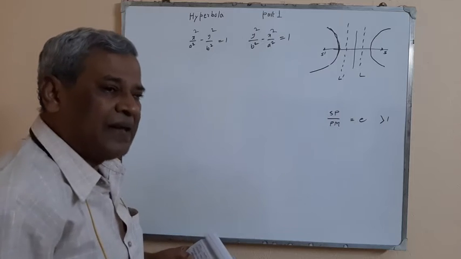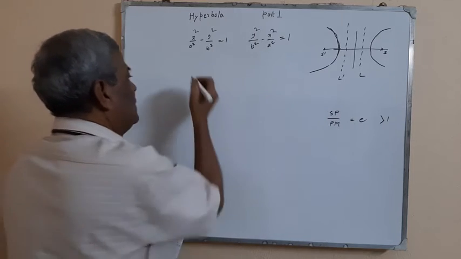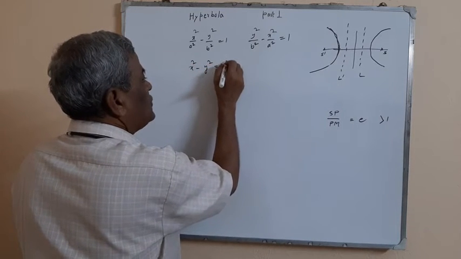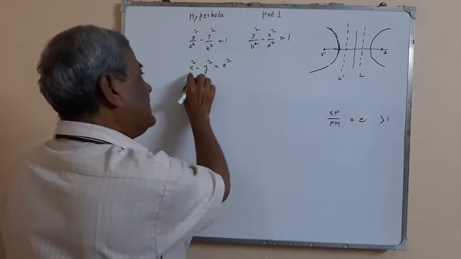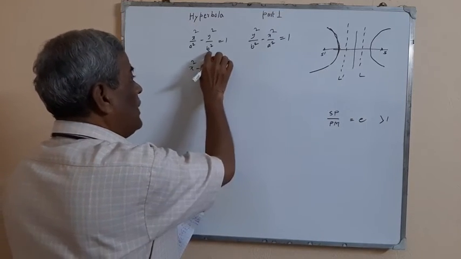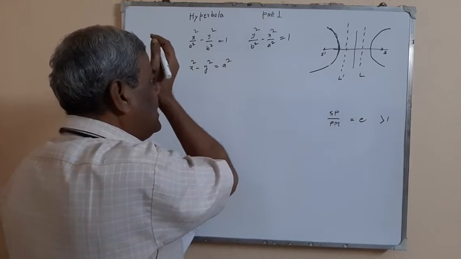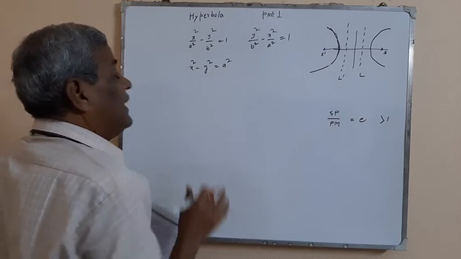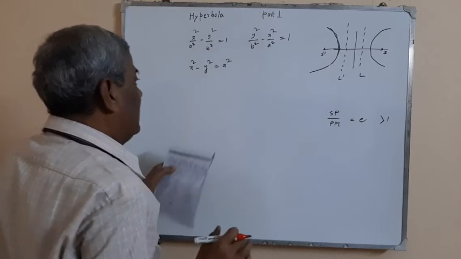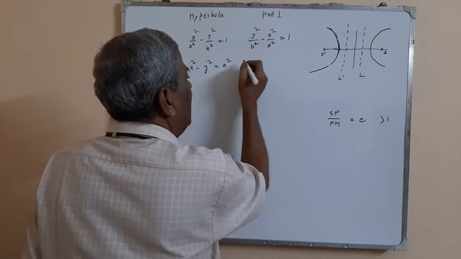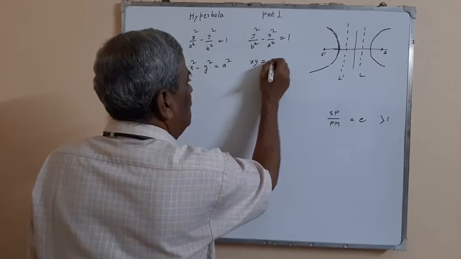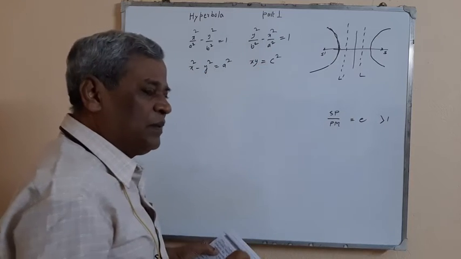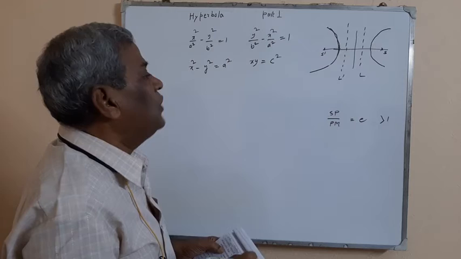Moreover, one rectangular hyperbola is there. This is denoted by x square minus y square is equal to a square. That is x square by a square minus y square by a square, both are a. Then it is called rectangular hyperbola when a and b are equal. Another form of rectangular hyperbola is xy is equal to c square. This can be obtained from this to that by simply change of axis.